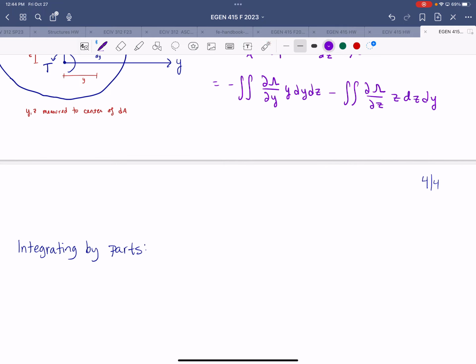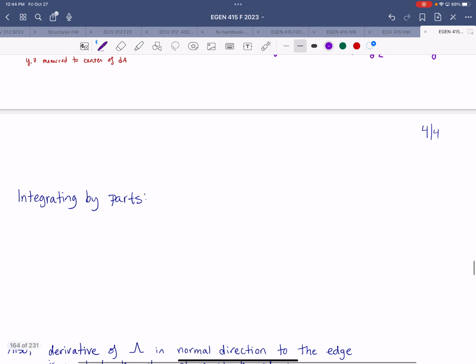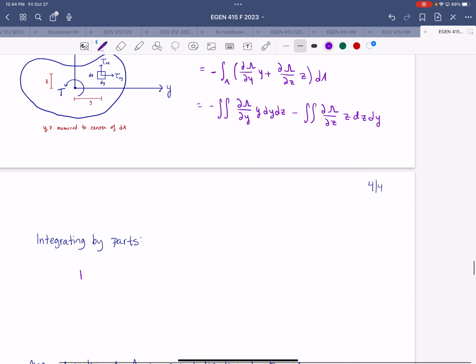So then integrating by parts, we would find that the torque is equal to 2 times the integral over the area of lambda dy dz. So what this means is the integral of our stress function lambda over the entire cross section is equal to half of the applied torque.